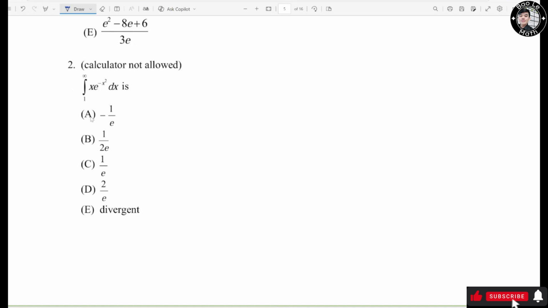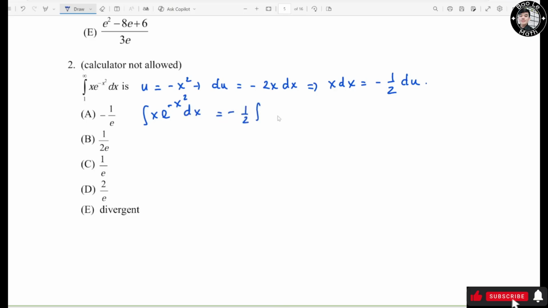Now question 2. We need to calculate the integral from 1 to infinity of s times e to the negative s squared ds. So this guy, we can use the u-substitution, right? So we have u equals negative s squared. Then du equals negative 2s ds. Then s ds equals negative 1 half du. So then the antiderivative of s e to the negative s squared ds becomes negative 1 half antiderivative of e to the u du, right?